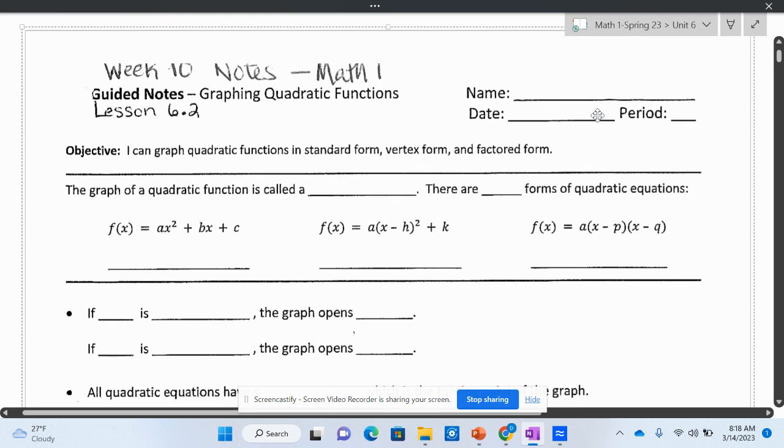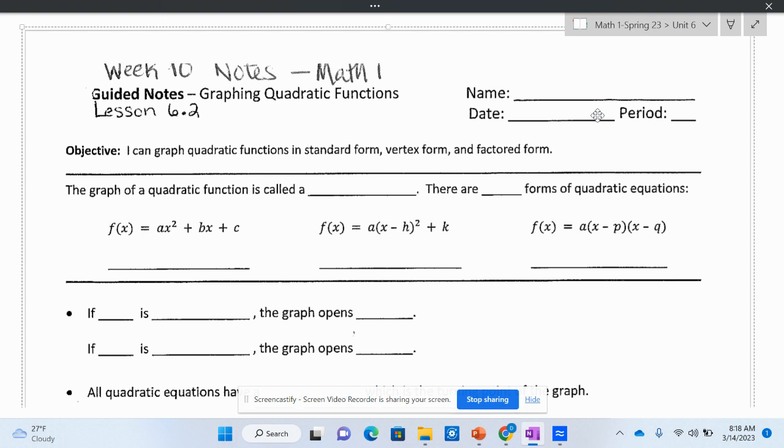However, a big part of quadratics is the graph. A big part of quadratics is the graph. So today we're going to talk about the things that are important in a quadratic graph. So the objective for today is that you can graph a quadratic function in standard form.